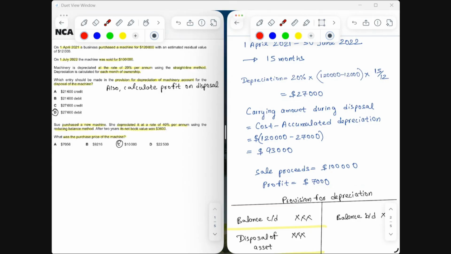Now, how does this affect the provision for depreciation account? The provision for depreciation account is a contra asset account, right? What do we understand by a contra asset account?